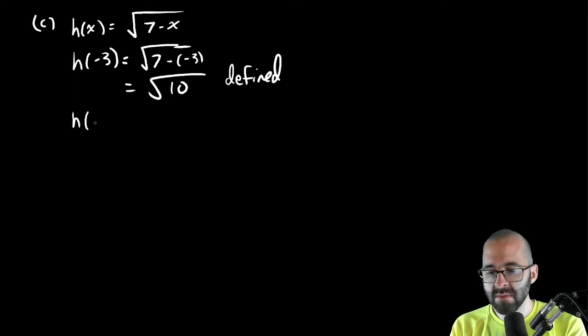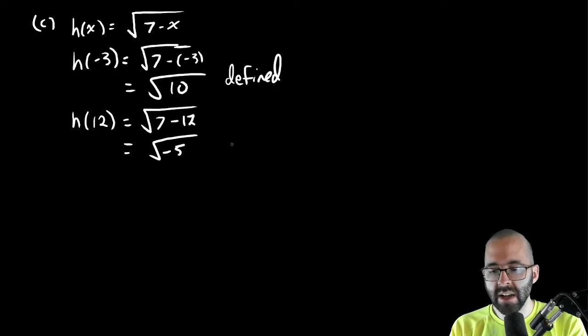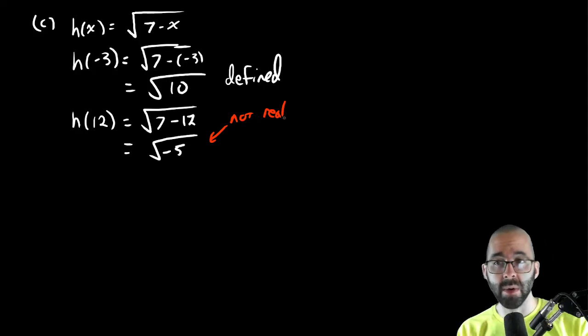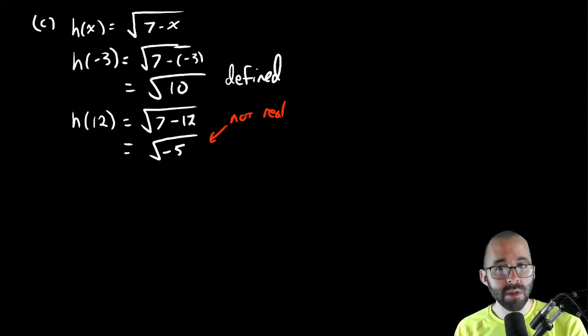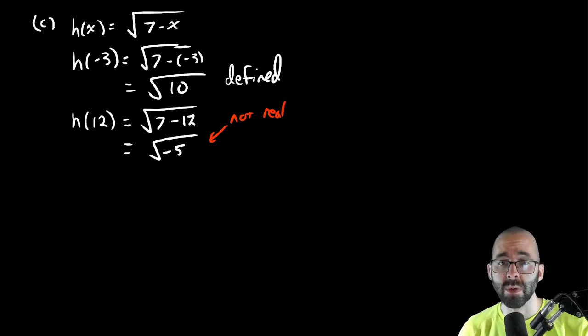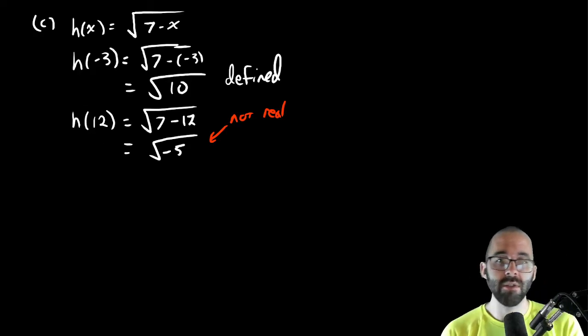It's defined here, but it's not going to be defined everywhere. What if we plugged in 12? We get the square root of 7 minus 12. Square root of negative 5. This is not real. This is an imaginary number, okay? So again, with this example, our domain is not going to be all real numbers, because 12 is an example of something that doesn't give us a real output. We're looking for all the inputs that give us a real output.